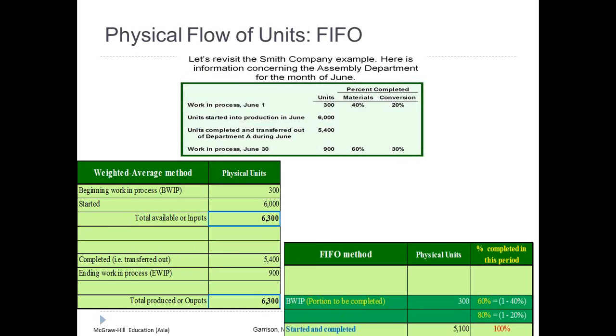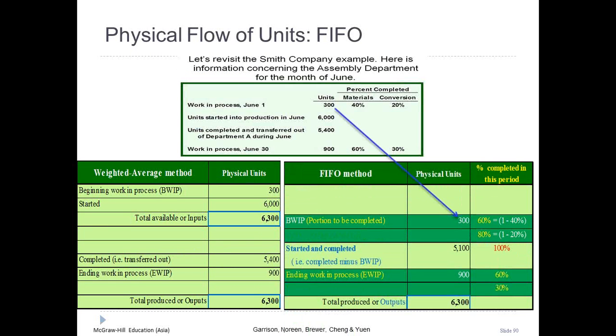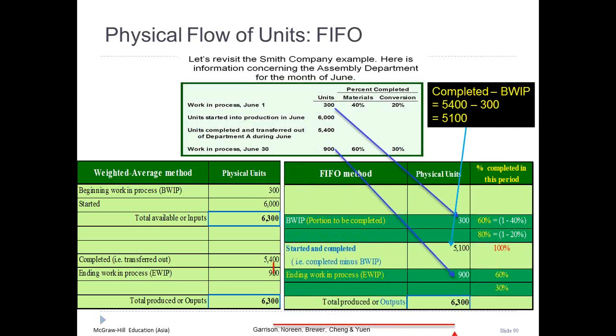To summarize the physical flow of units, inputs equal outputs. Inputs equal beginning work in process plus units started. Outputs equal units completed, which are transferred out, plus ending work in process. In the weighted average method, input figures are identified to help check the output values. In the FIFO method, the same inputs equal outputs check can be done because the outputs of FIFO should match the weighted average method. Same as the weighted average method, it focuses on the outputs.